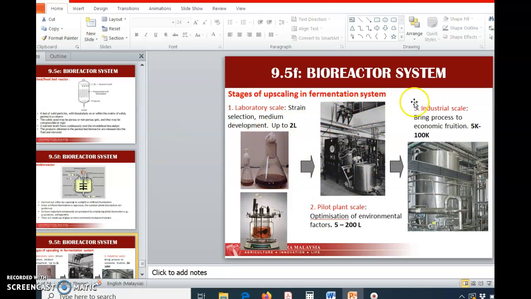So this is one example of how you scale up the bioreactor system. You start from the experiment first, laboratory scale, small scale. Strain selection and medium development can be up to 2 liters, depending on how big your conical flasks are, or you can use a very small bioreactor. Then you can go up one level to a bigger one, the one that we saw in the biotechnology faculty, the Halal Institute. You can go up to 5 to 200 liters, and finally you can bring this to a much bigger bioreactor, for example in a factory. You can go up to 100K, I mean 100,000 liters.